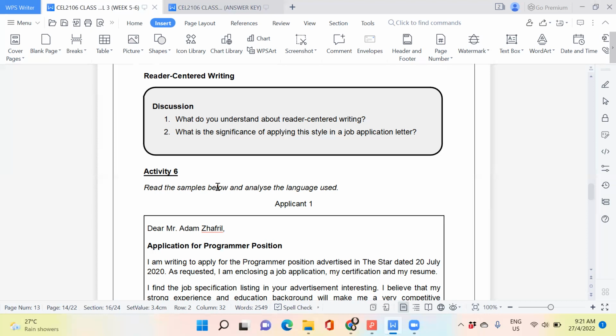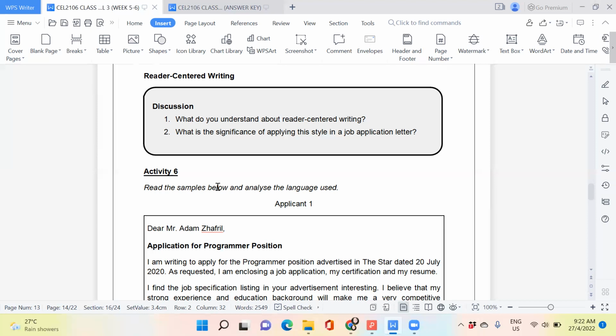Okay, so when you are about to use a reader-centered writing technique, make sure number one, you put your readers first. Like I said, think of your readers when writing. You have to think about your audience, okay? Because they are the ones that you need to persuade. They are the ones that you need to make sure understand the purpose of you writing this letter, okay?